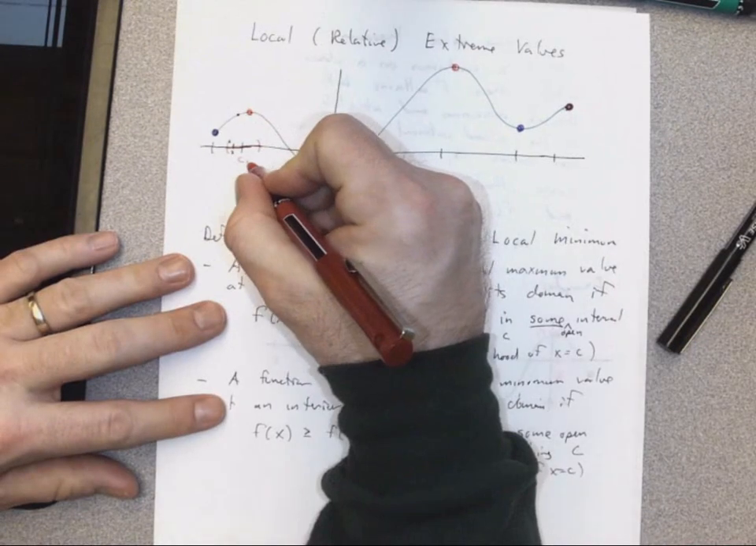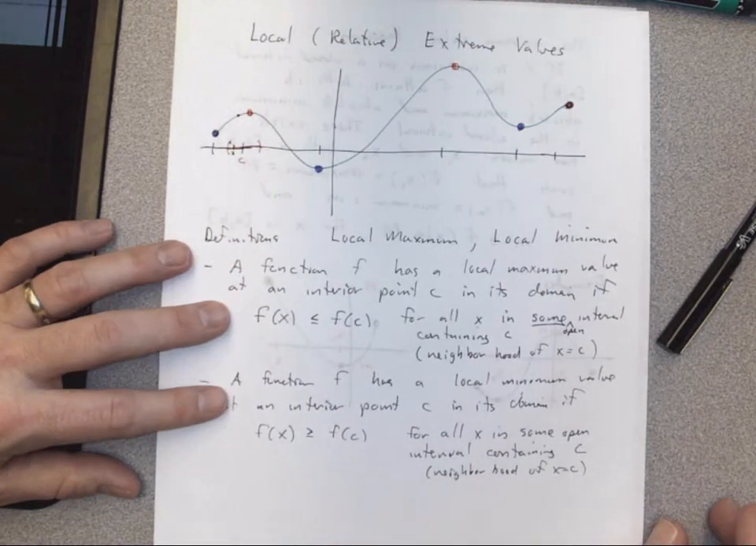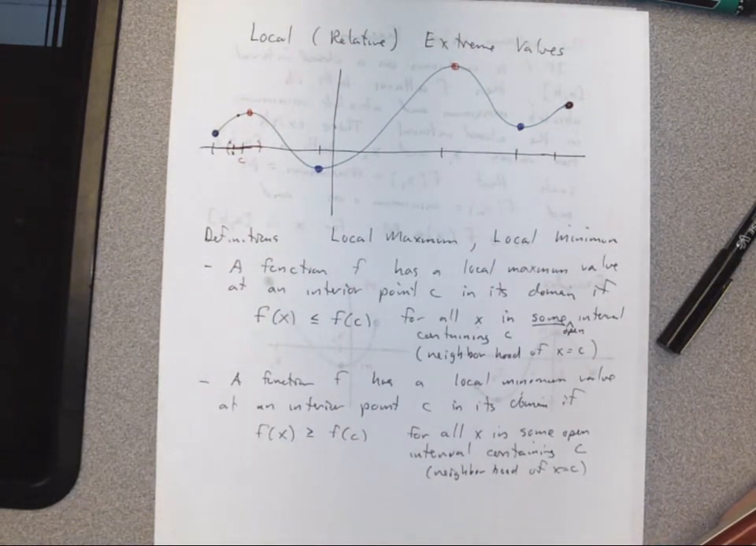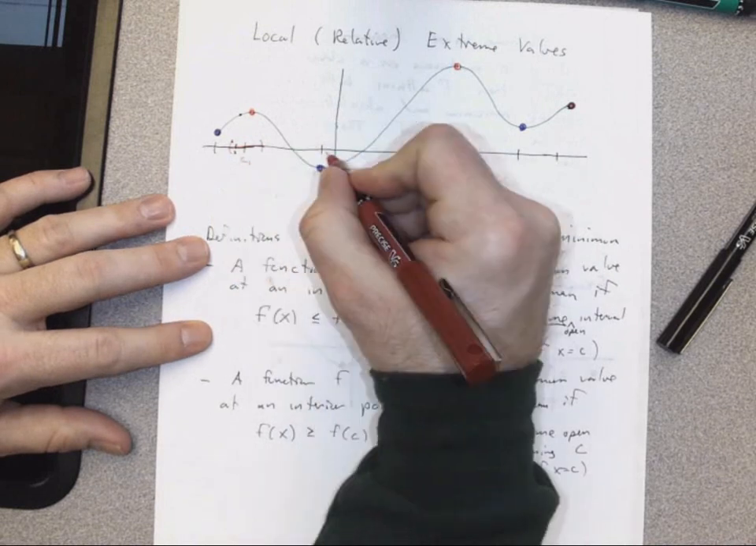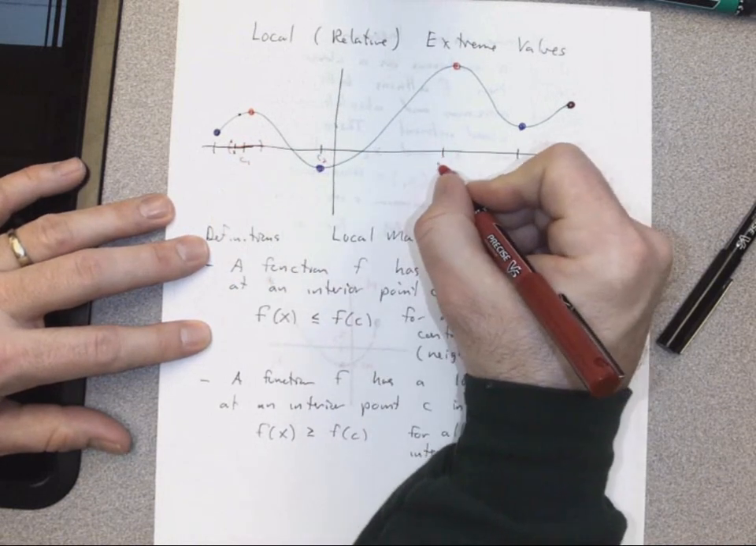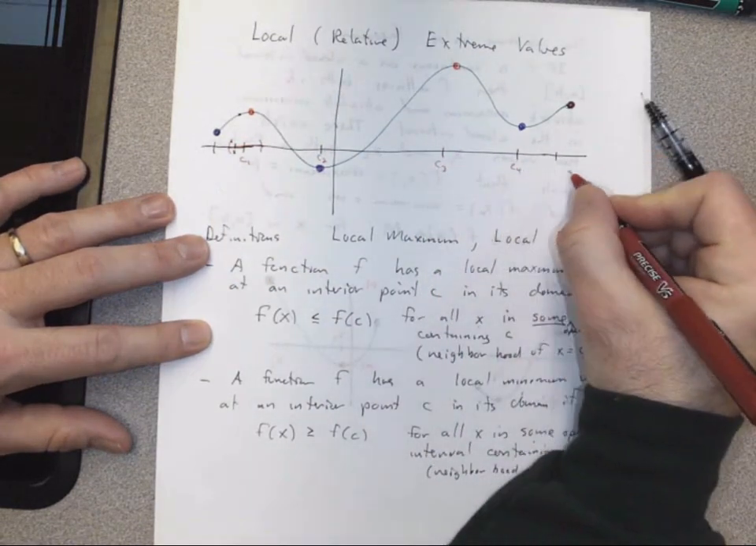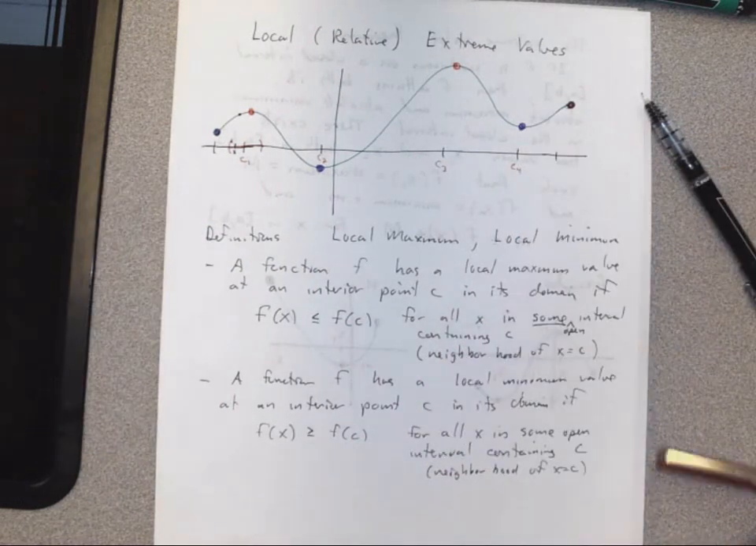So maybe this would be considered C1, this might be called C2, this would be C3, this would be C4, and we'll talk about the inputs in a minute.